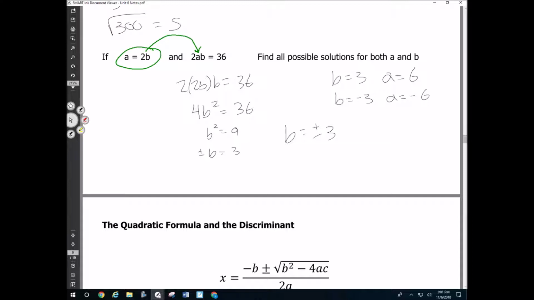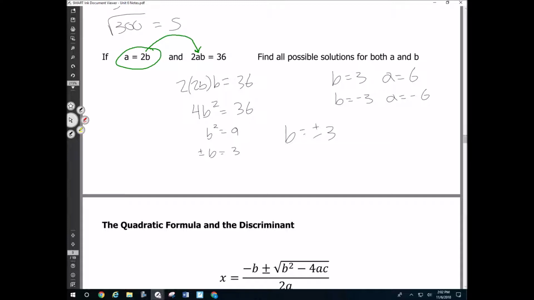If B is 3, A is 6. 2 times 6 times 3 gives us 36. B is negative 3, A has to be negative 6. All of those satisfy that. This is very CLEP type stuff right here. A simple substitution, solving using stuff we know.